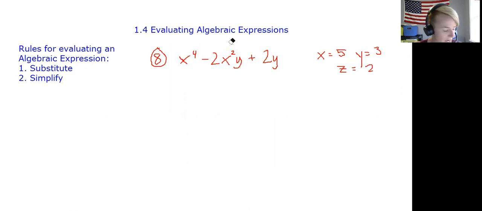So if you look at 1.4 on page 12, it starts off by talking about why we substitute and what that process looks like. Over here to the side, I made a little short note for you about the rules for evaluating algebraic expressions, and they're pretty simple. The first one is just simply you're going to substitute, and the second one is just simplify.